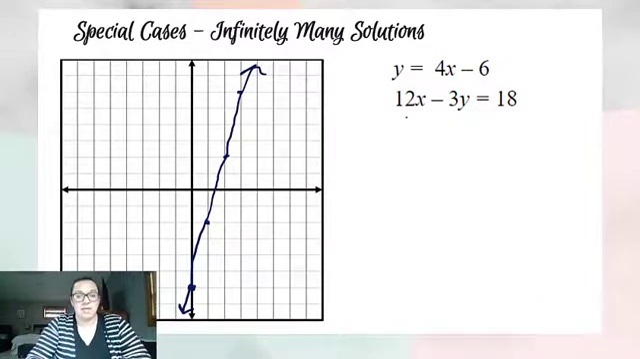There we go. My second one is not in slope-intercept form yet. I'm going to move some things around to make that be the case. I'm going to move the x's over.